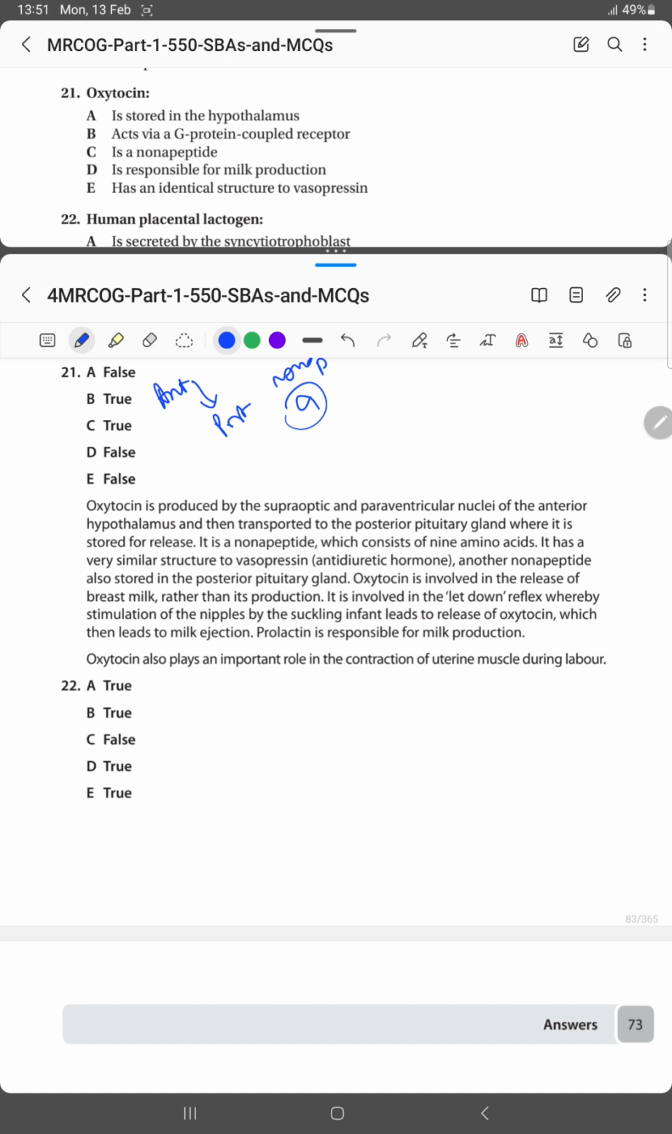Option A is that it is stored in the hypothalamus. That is false, because it is stored in the posterior pituitary. And it acts by G protein coupled receptors. Yes. And it is a nonapeptide. Yes, that is again true. It is responsible for milk production. No, prolactin is responsible for milk production. This is for milk release. It has an identical structure to vasopressin. Not an identical structure, but a very similar structure.